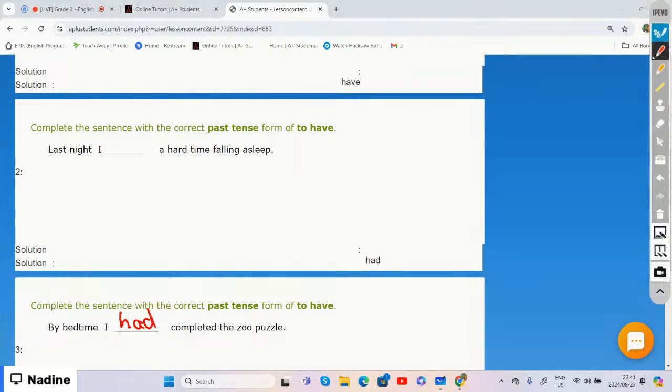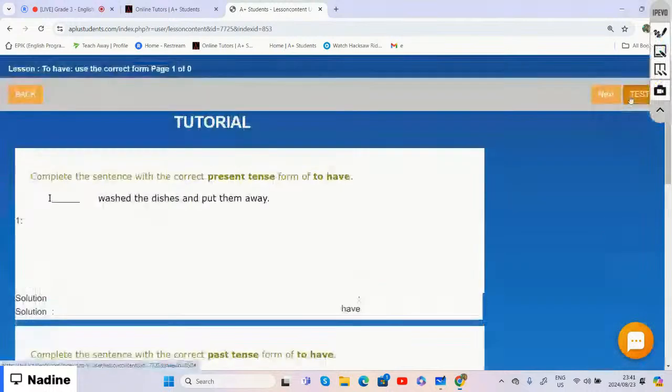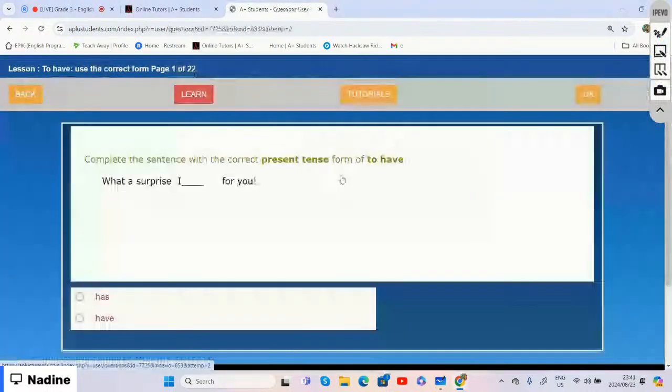All right, so now let's go to our test where we're either going to choose have, had, or has. Once again, before we continue with our test, we use have when we refer to I have or the plural form where we say you, we, or they have. And we use has when we refer to she, he, or it, one person doing something. And in the past tense, we use had for all pronouns.